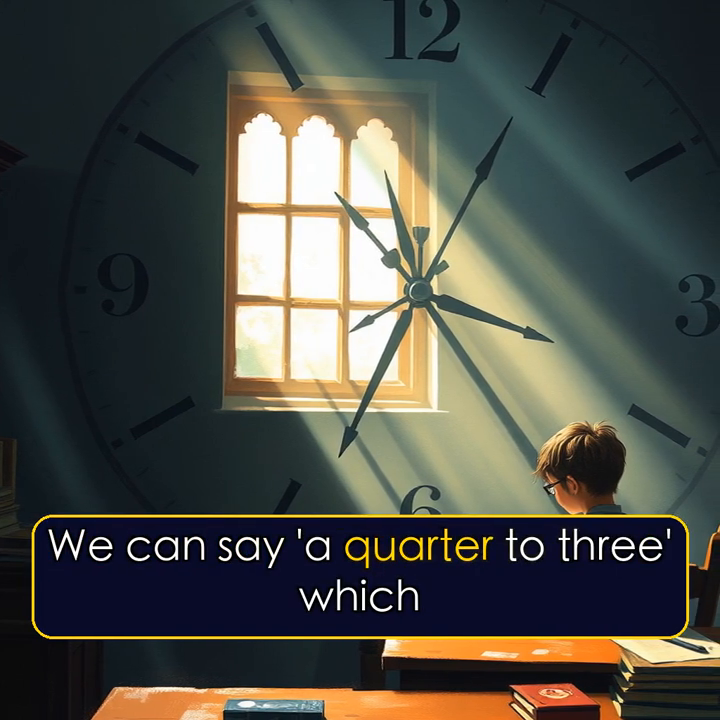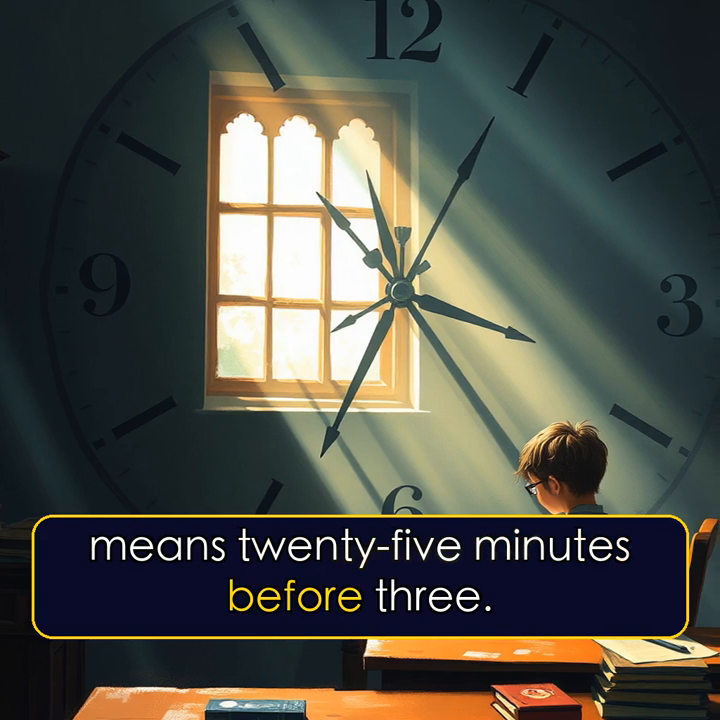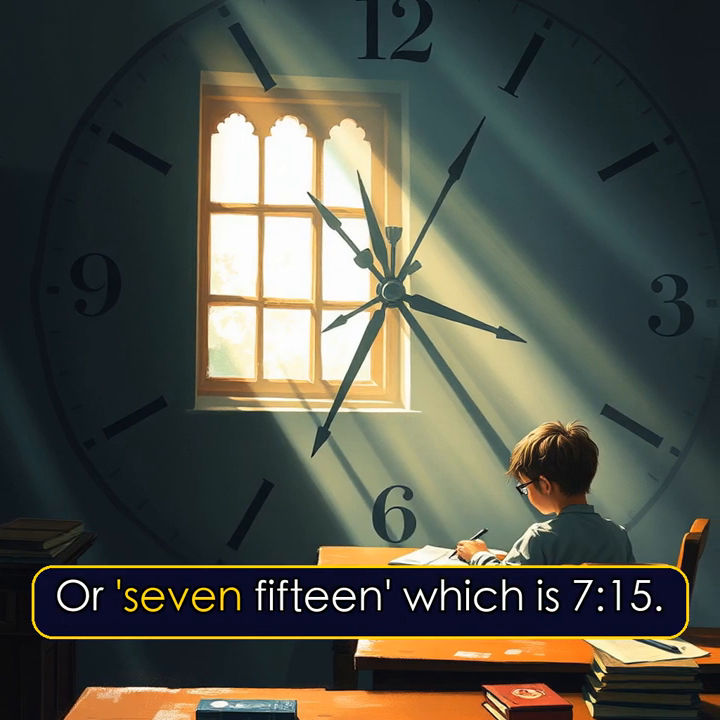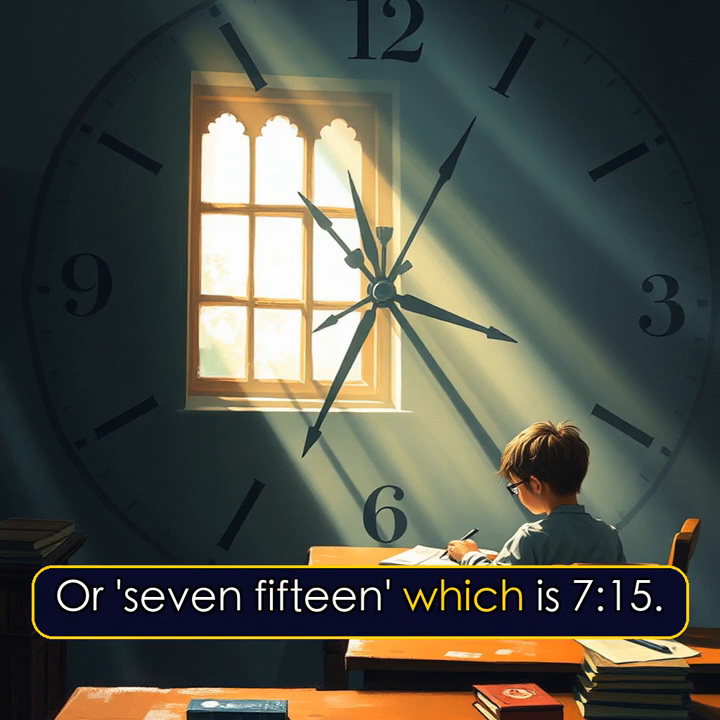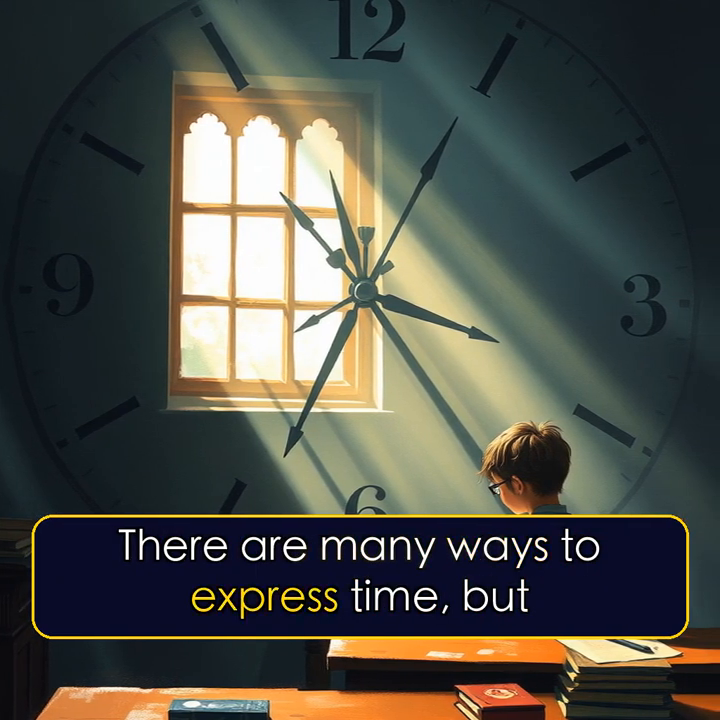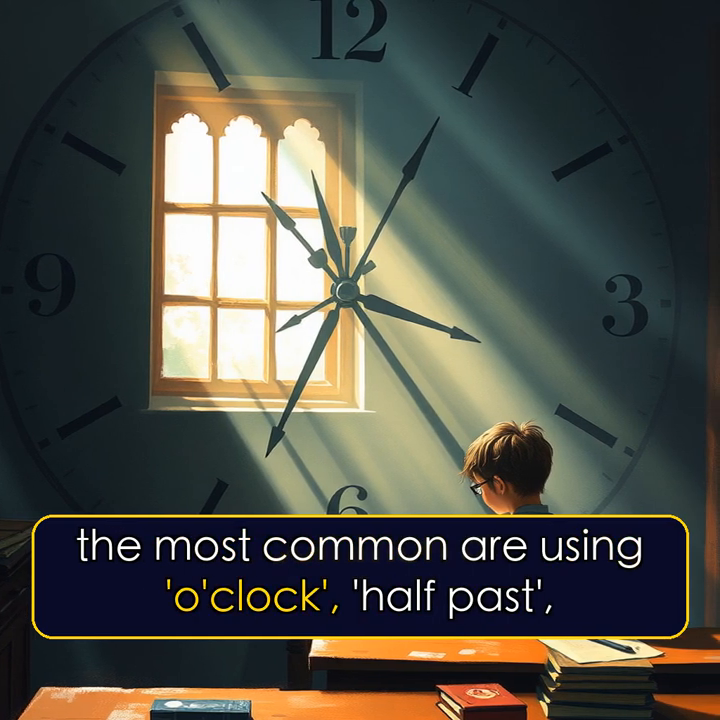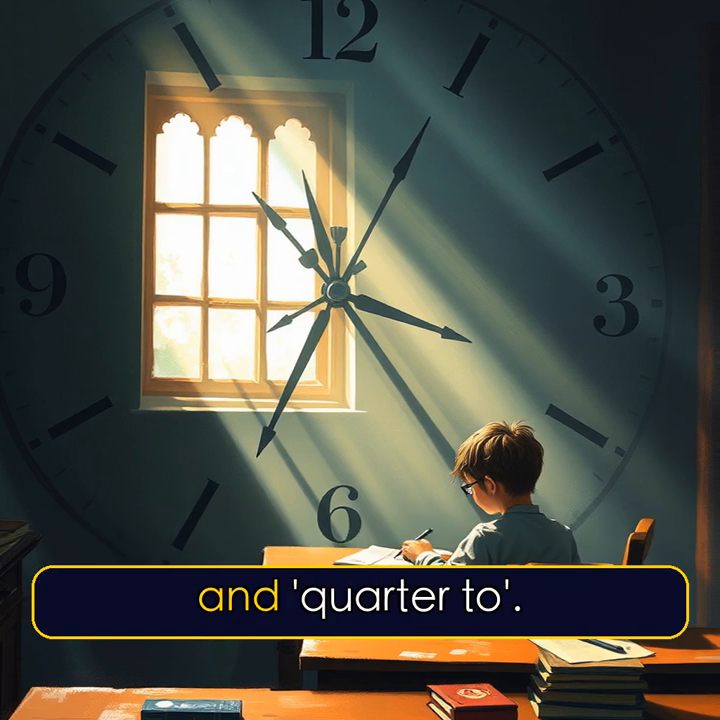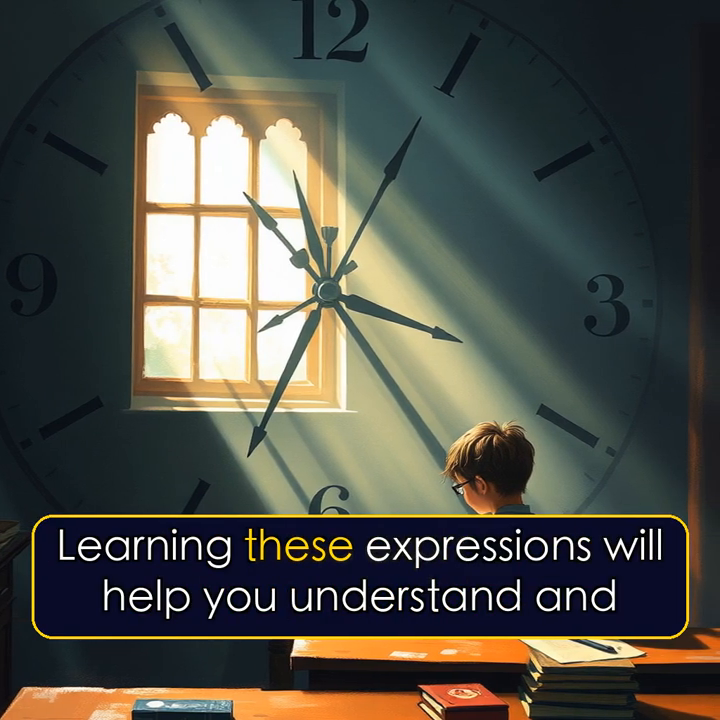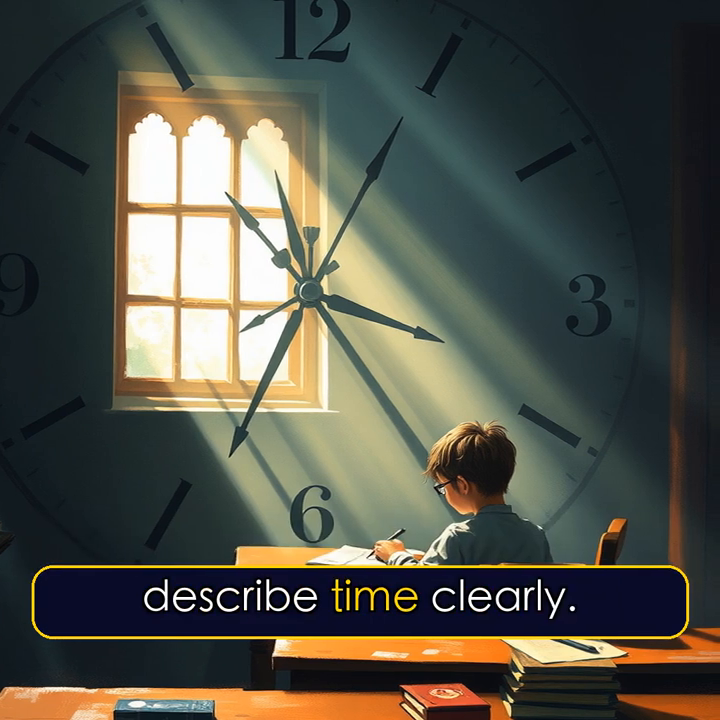We can say 2:35, which means 25 minutes before 3, or 7:15, which is a quarter past 7. There are many ways to express time, but the most common are using o'clock, half past, and quarter to. Learning these expressions will help you understand and describe time clearly.